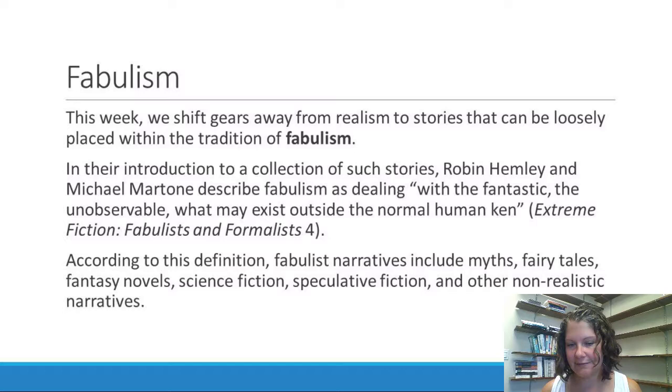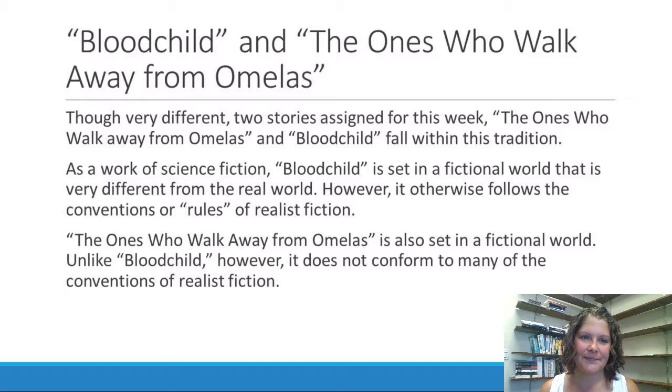I'm going to talk just a little bit about each of these stories. The two stories that are assigned for this week are Bloodchild by Octavia Butler and The Ones Who Walk Away from Omelas by Ursula Le Guin. These are very different stories. They feel very different. However, they both fall within this tradition.